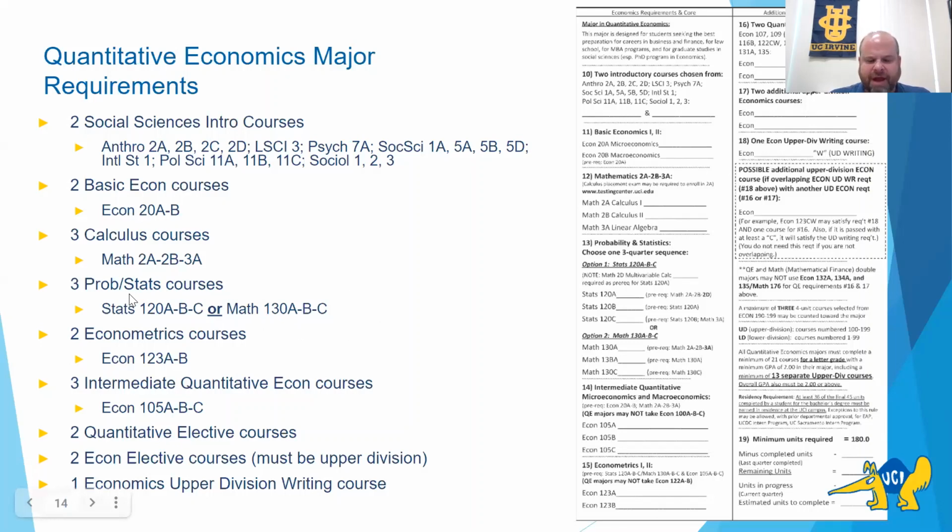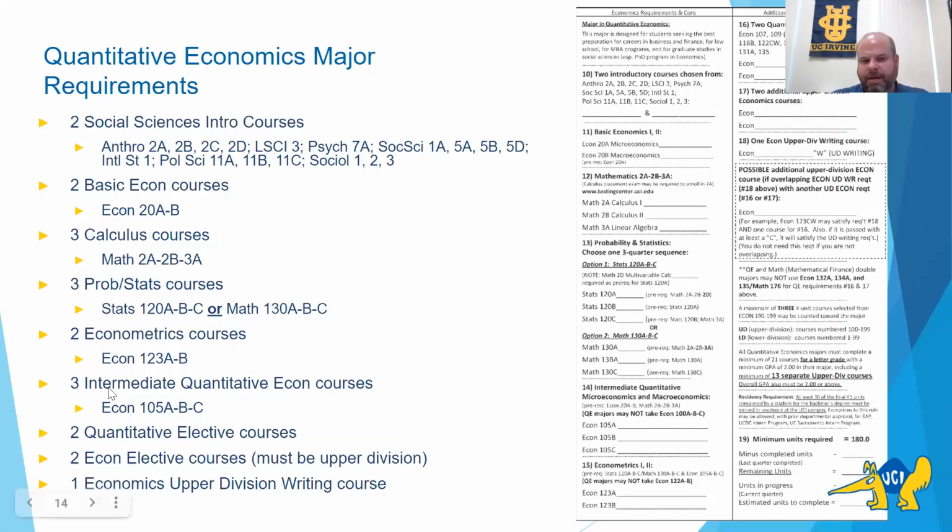And then the probability and stats courses that are required for quantitative economics are different as well. So instead of econ 15A and 15B, you'll be taking a sequence, stats 120 A, B, and C, or math 130 A, B, and C. So that's a sequence of courses that students within the quantitative economics major will have to take as well. And then again, there are two econometrics courses taught as well, but it is a different sequence. So it is econ 123A, 123B. So this course differs from the previous courses, which was 122A and B.